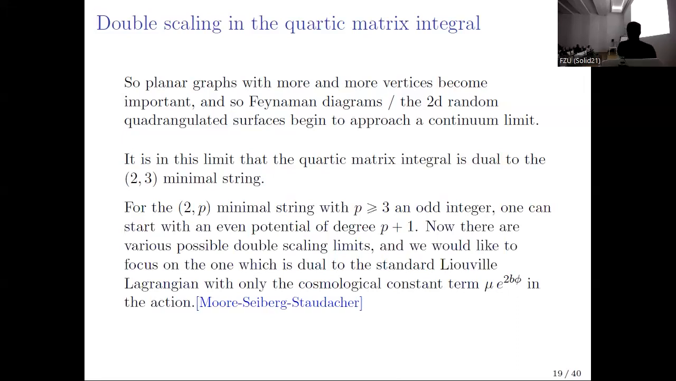Okay, so now I just want to make a comment. With the quartic, everything was simple and explicit, but when P is larger than 3, you can take the potential to be even of degree P plus 1. So the next case would be 2,5 with a degree 6 potential. And now actually there are various possible double scaling limits. You have G2, G4, G6. You can approach various kinds of limits, and this function will be even more complicated, and you have some freedom. Now, we would really like to study on the string side the standard Liouville Lagrangian with only the cosmological constant term turned on. We don't want to turn on any other operator in the Lagrangian, and it was figured out by these authors what that means on the matrix side.